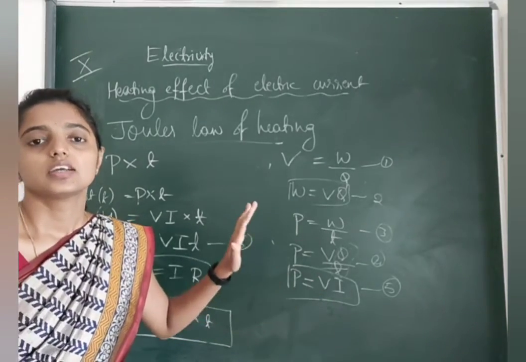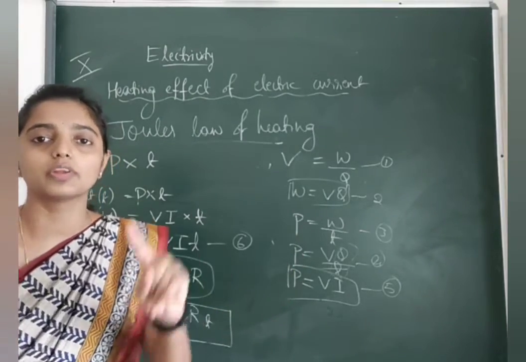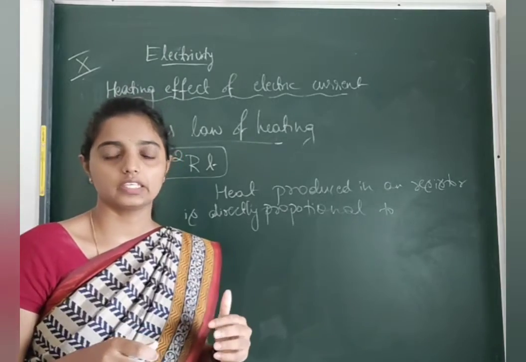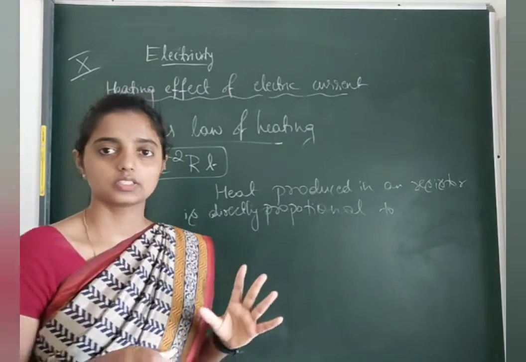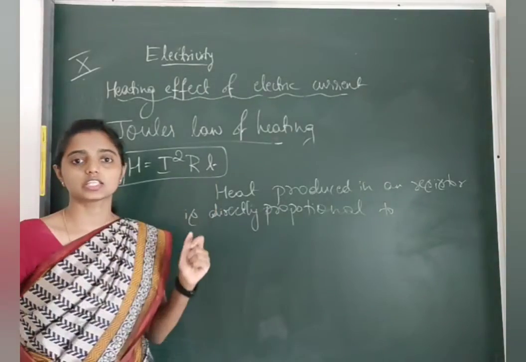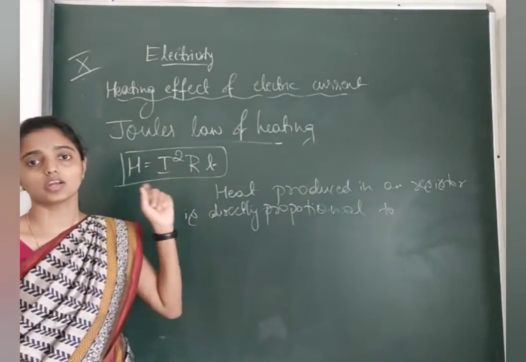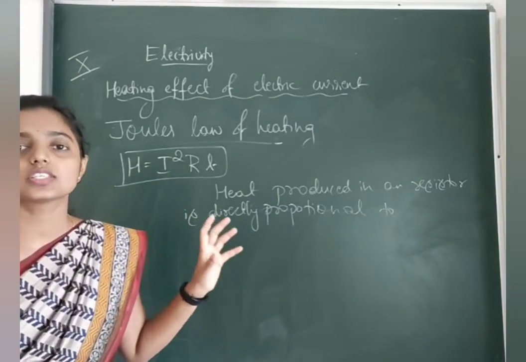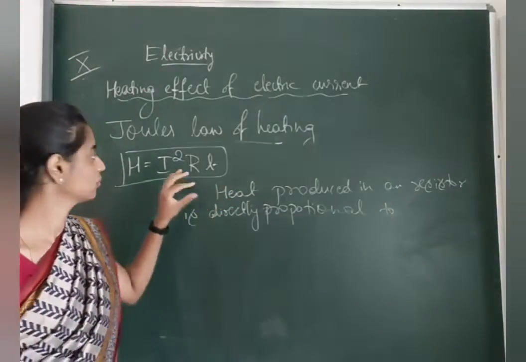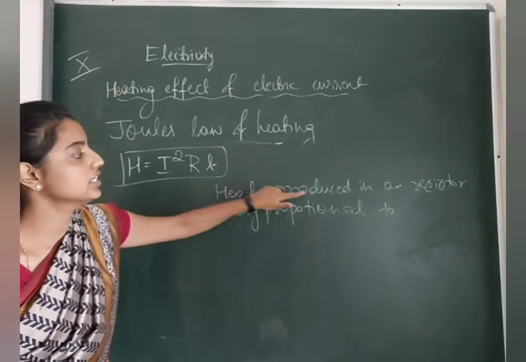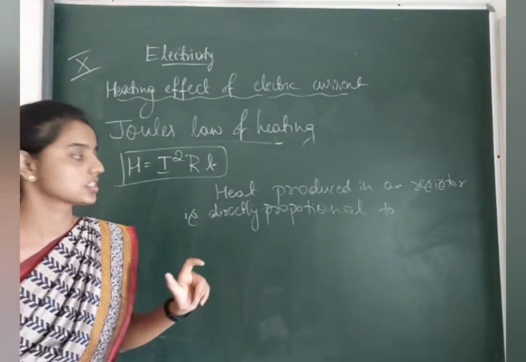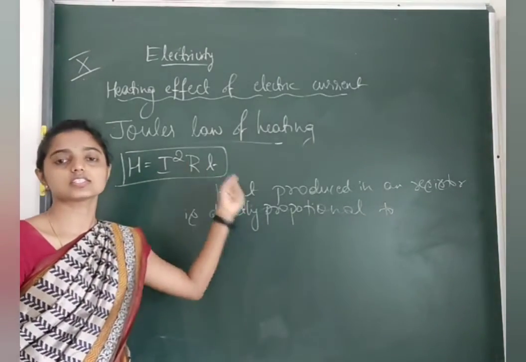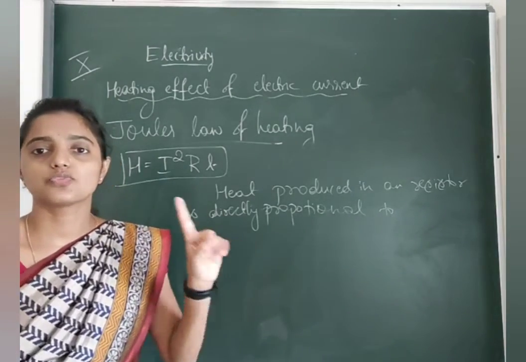The next topic is to state Joule's law of heating, which we will learn using this equation. When you get this question for 1 mark or 2 marks, first you need to write this equation, that is H is equal to I square RT. After writing this equation, you need to elaborate it. This equation tells that heat produced in a resistor is directly proportional to current, resistance and time. That's all, and this is for your 1 mark.